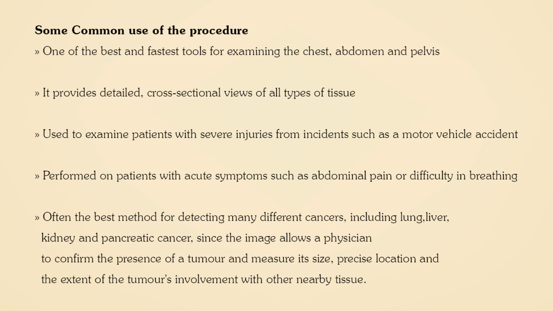Now, we are going to see some common uses of the CT procedure. CT is one of the best and fastest tools for examining the chest, abdomen and pelvis. CT provides a detailed cross-sectional view of all types of tissues. CT is used to examine patients with severe injuries from incidents such as a motor vehicle accident. CT scan is performed on patients with acute symptoms such as abdominal pain or difficulty in breathing.